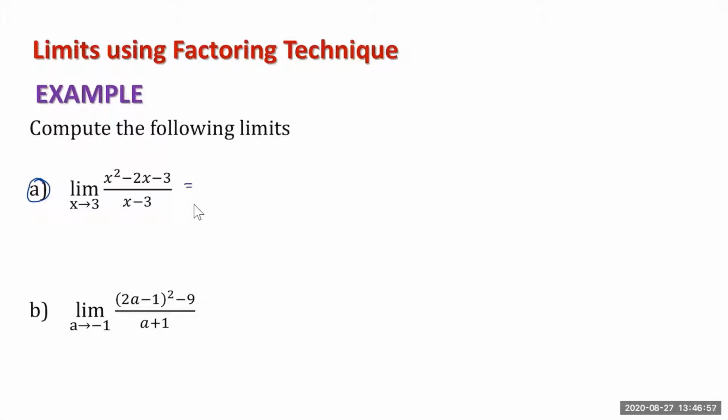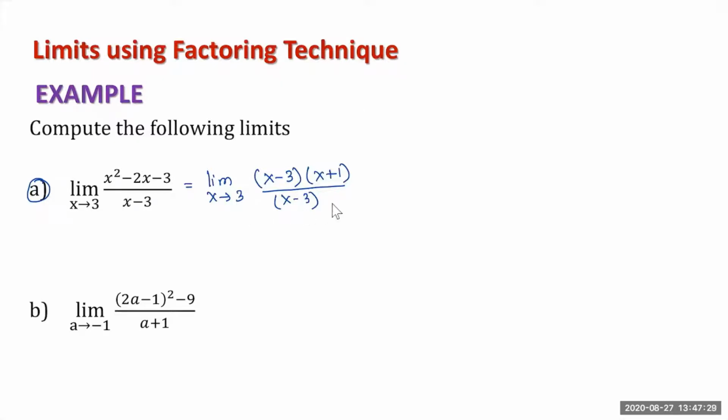So let's see. Limit as x approaches 3. If you factor the numerator, x squared minus 2x minus 3, the factors are x minus 3 and x plus 1, divided by, in the denominator, x minus 3. Remember one thing, because we have x minus 3 in the denominator, this is creating 0 in the denominator, because if you plug in 3, it will be 0. So we want to remove x minus 3. That's why we are doing factoring.